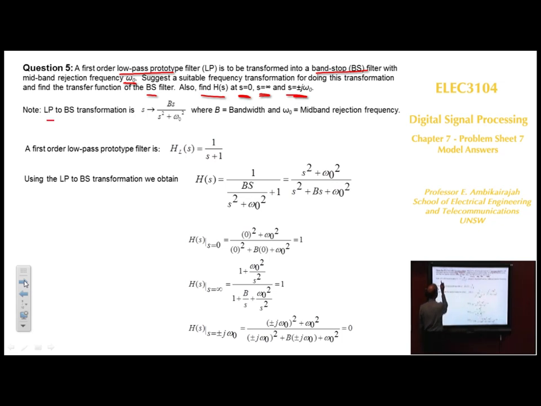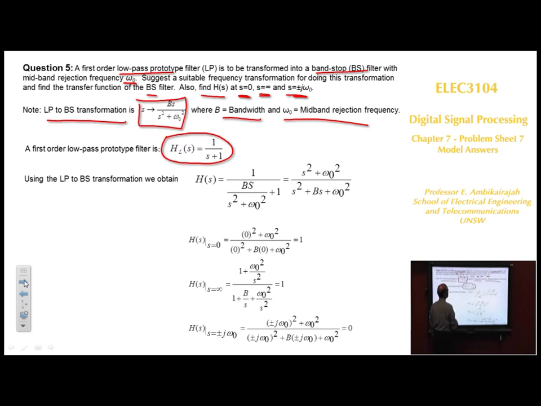So the low pass to band stop transformation has to be given to you. It's given. That's your transformation. And B is the bandwidth, omega naught the mid band rejection frequency. That's kind of a center frequency. So what we need to do is we start with the first order low pass filter. Right? We got the first order low pass filter. This is your transformation to bring a band stop filter.